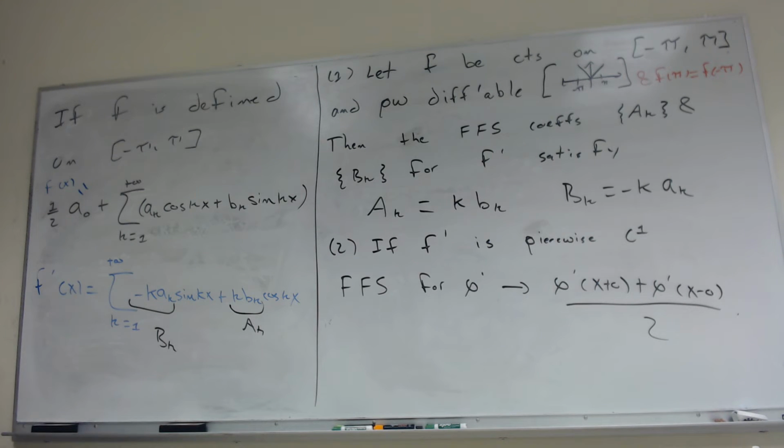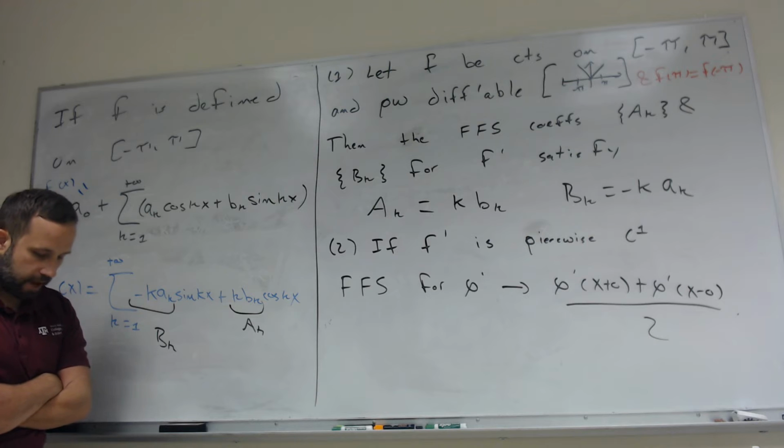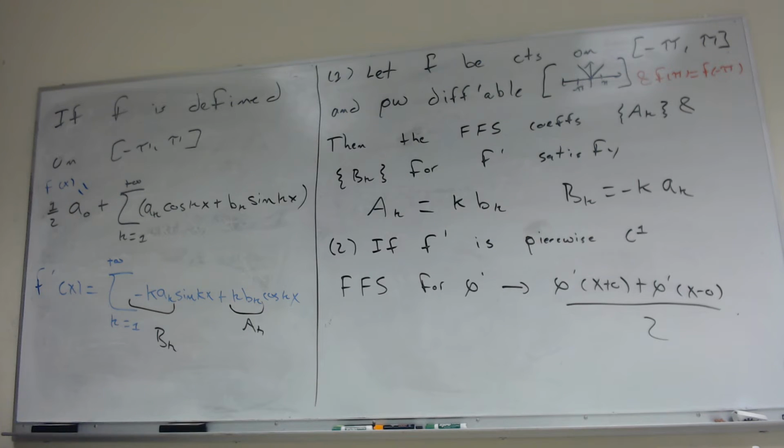This first part gives us a formula for the Fourier coefficients for f prime in terms of the Fourier coefficients for f. But it does not say that the full Fourier series for f prime converges to f prime. That's what the second part says.